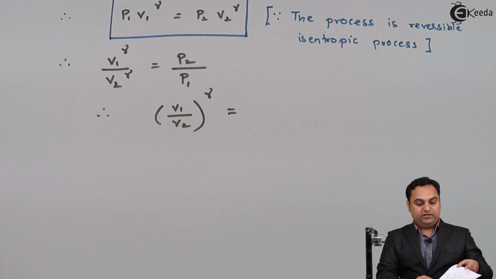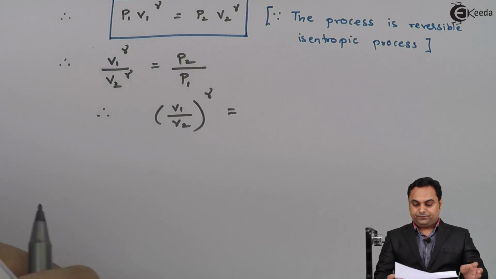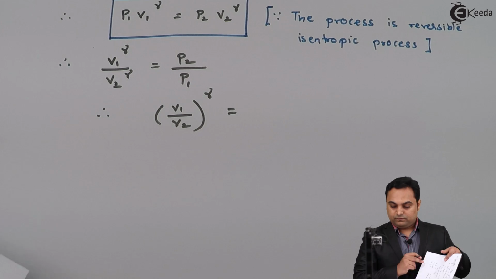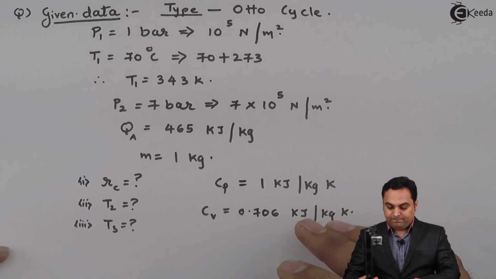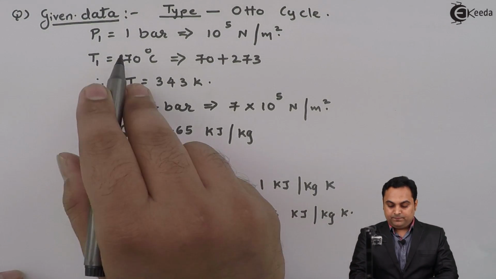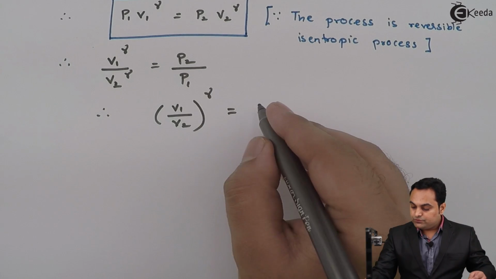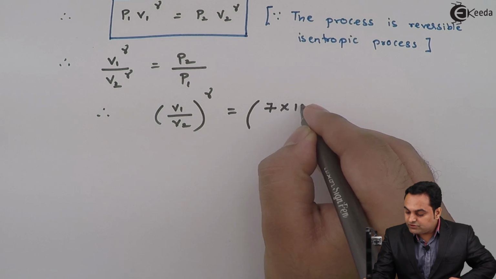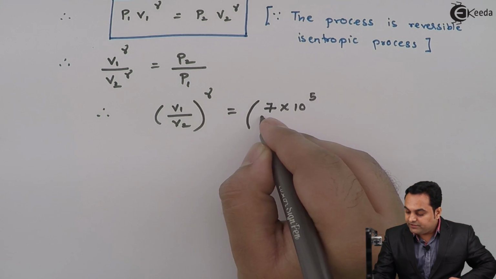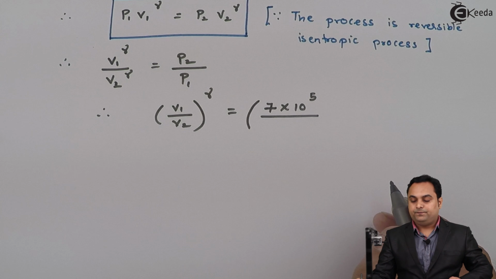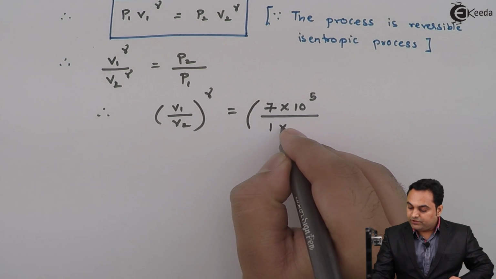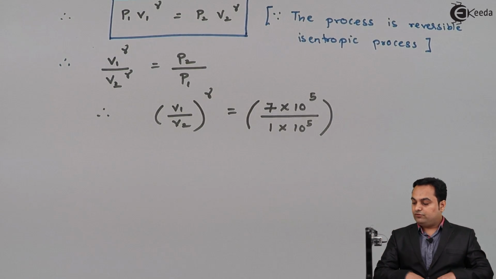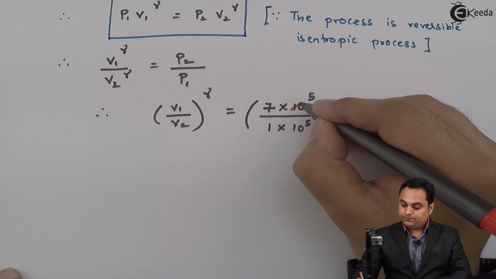Now P2 by P1, if I see in the data, the P2 and P1 values are given, that is P2 is equal to 7 bar and P1 is equal to 1 bar. So 7 into 10 raised to 5, I am writing it in terms of Newton per meter square. Again, P1 is 1 into 10 raised to 5 Newton per meter square. 10 raised to 5 and 10 raised to 5 will get cancelled out.